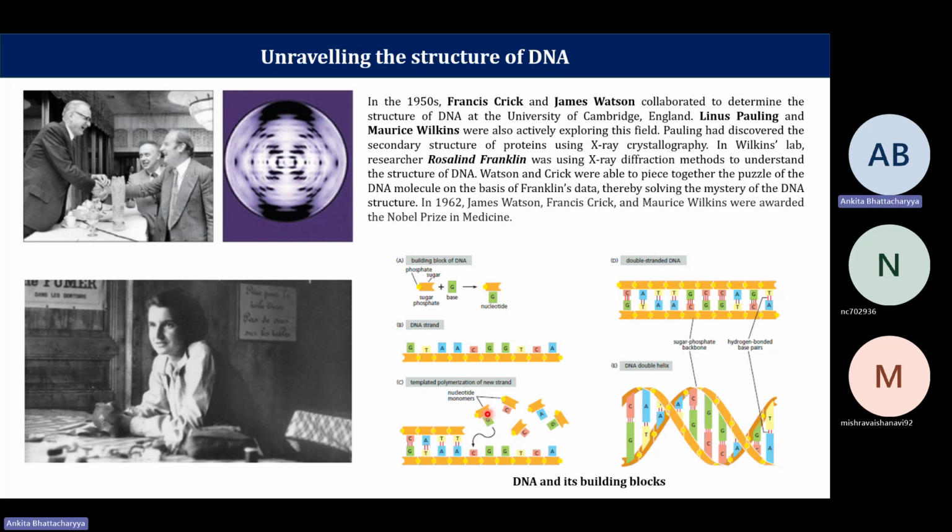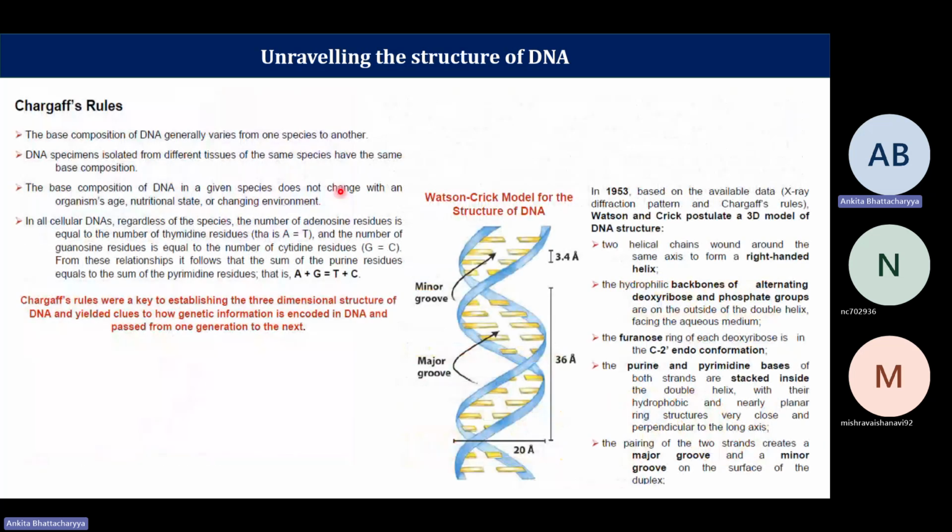When there is polymerization, each of these nucleotide triphosphates keeps getting introduced, and the sugar phosphate backbone is built. Along with that, the base pairing that exists between these bases is the hydrogen bonded base pair. The DNA double helix looks something like this. Then we understood Chargaff's rules, which are very important with respect to complementarity between DNA bases.